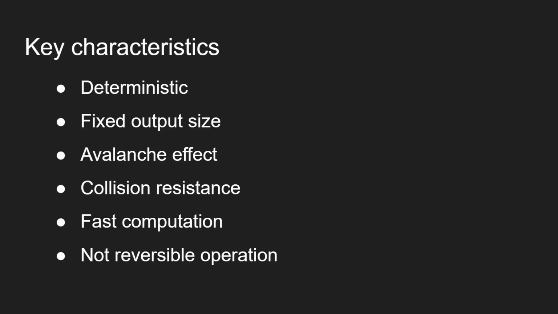Fast computation: it's very important that a hash function is fast enough, but not too fast, because there is a chance of someone using a brute force attack to guess the original message, which is something that we would like to avoid. It's also very important to mention that hashing is not a reversible operation, which means that we cannot get the original message from the hash itself.